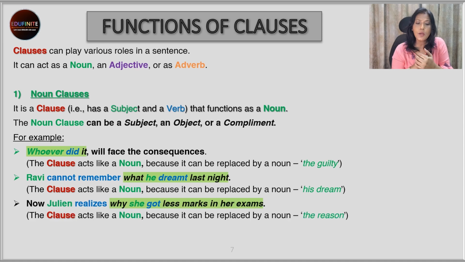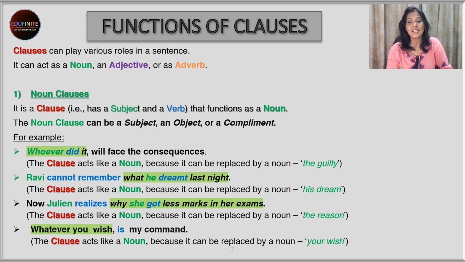Next. Julian realizes why she got less marks in her exams. Over here, why she got less marks in her exams is the noun clause because it can be replaced by a noun, the reason. What Julian realizes? The reason why she got less marks in her exams. So now Julian realizes the reason. So over here we understand that why she got less marks in her exams is a noun clause.